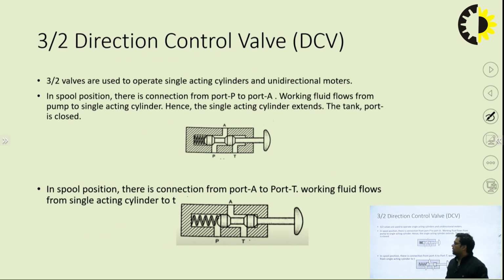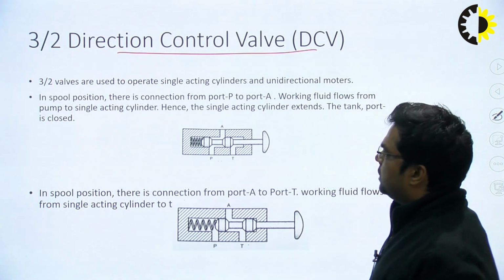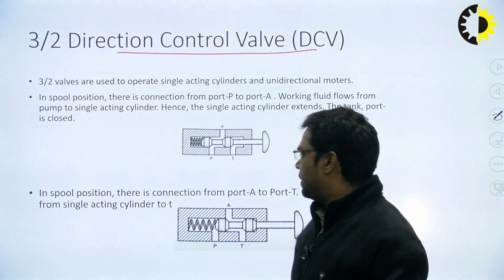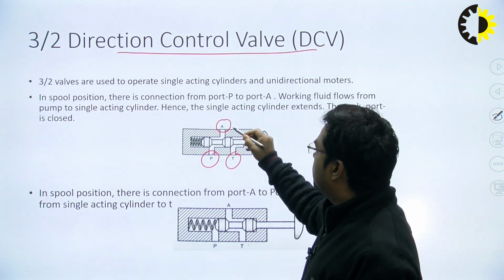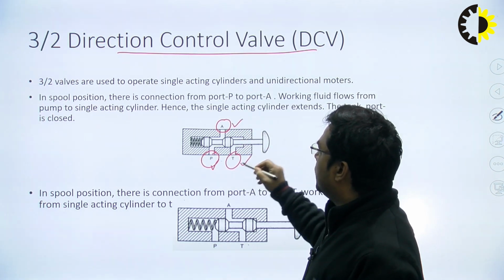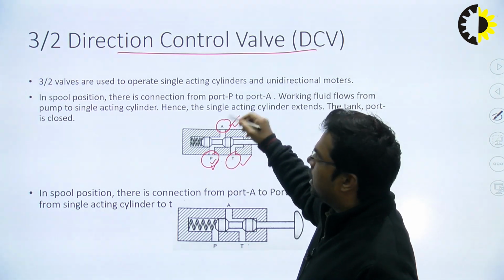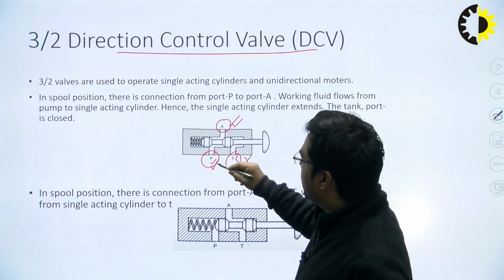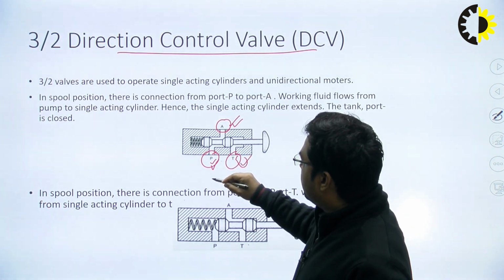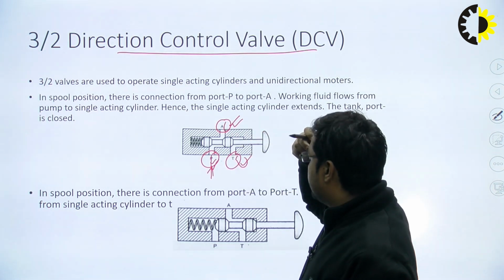Now come to the 3/2 direction control valve. It has the same arrangement. It has three ports, that is A, P, T. P stands for the pressure port, for actuation, and T stands for tank. Initially movement will be possible from P to A, but the tank will be closed.